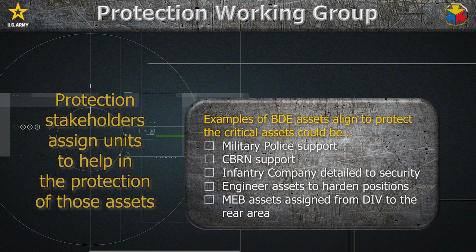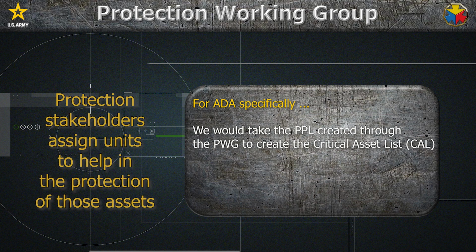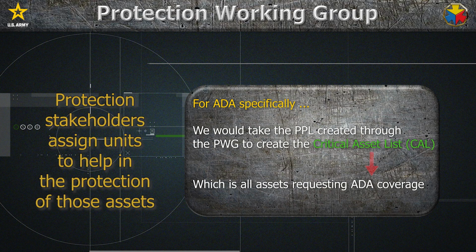Examples of brigade assets aligned to protect the critical assets could be military police support, CBRN support, an infantry company detailed to security, engineer assets to harden positions, or MEB assets assigned from division to the rear area. For ADA specifically, we would take the PPL created through the Protection Working Group to create the Critical Asset List, or the CAL, which is all assets requesting ADA coverage.